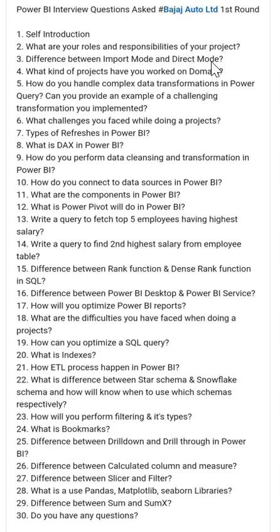Third question is the difference between import mode and direct mode. This is also a very common question. Everywhere, every interviewer asks this question.